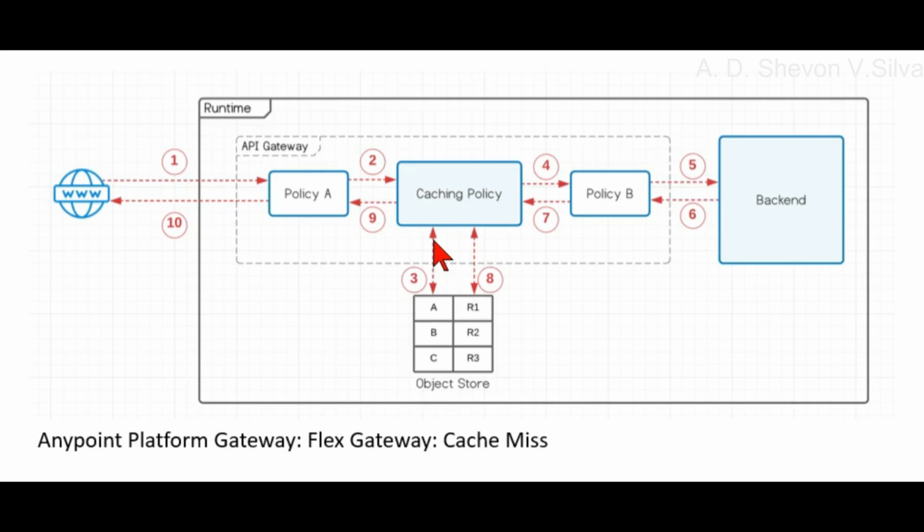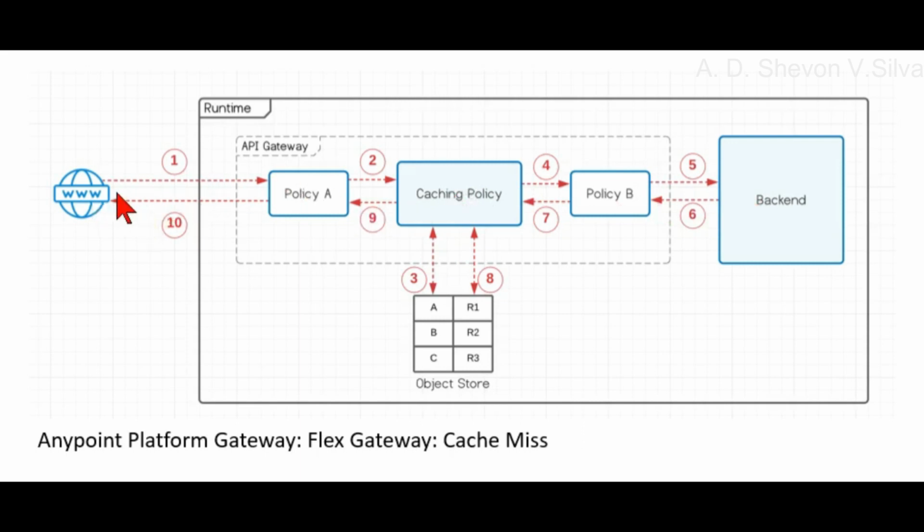The request reaches the backend and the process is initiated only when it's a cache miss. The diagram illustrates the flow of events that occur in this scenario.